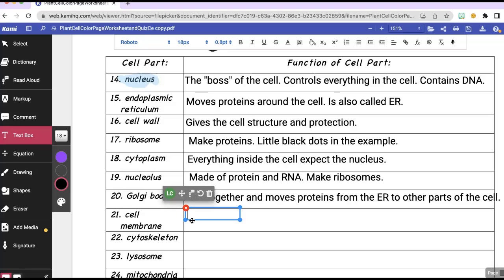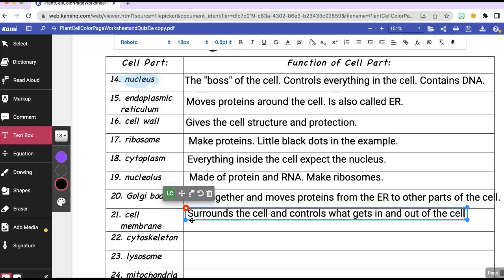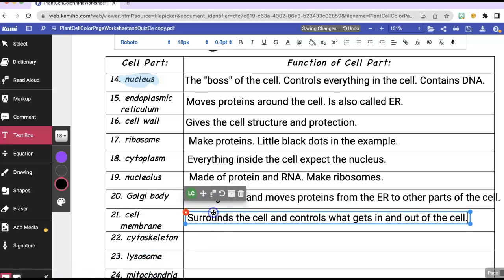Number 21 is cell membrane. And cell membrane, it is the same function as in an animal cell. Surrounds the cell and controls what gets in and out of the cell. Okay, surrounds the cell and controls what gets in and out of it.